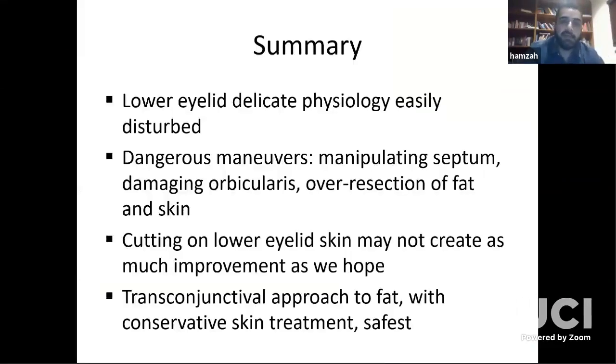So in summary, the lower eyelid has a delicate physiology, which is easily disturbed. And so avoid maneuvers like manipulating the septum, damaging the orbicularis, and over-resecting fat and skin. Cutting on the lower eyelid skin may not create as much of an improvement as we hope, and I think a lot of us have moved away from this. And a transconjunctival approach is fairly minimally invasive, and it's easy to approach the fat. Conservative treatment is probably the safest way to go.